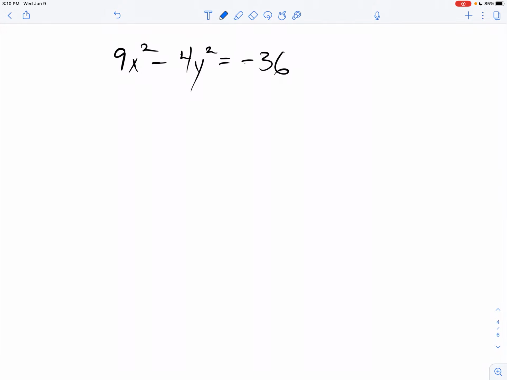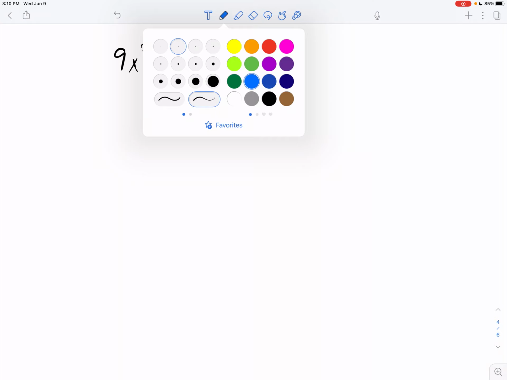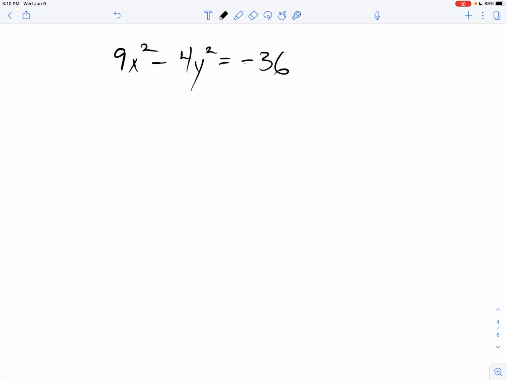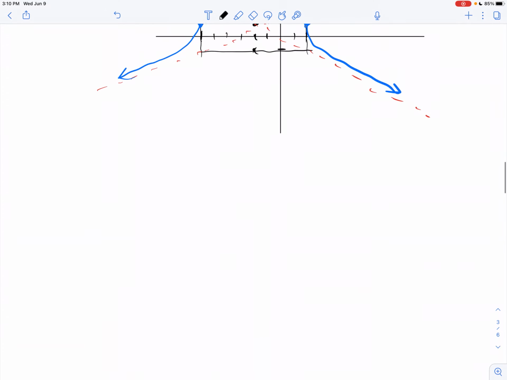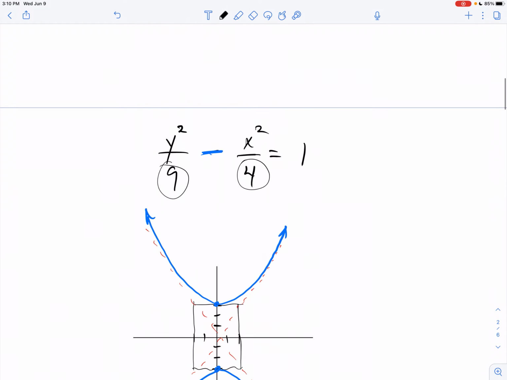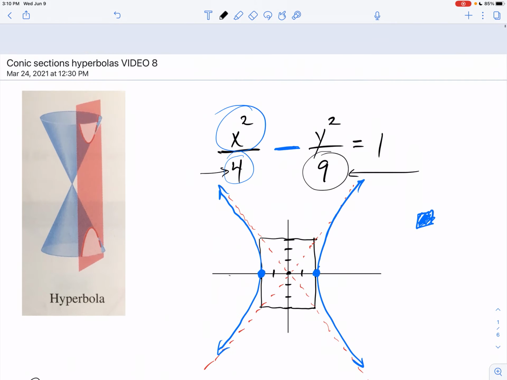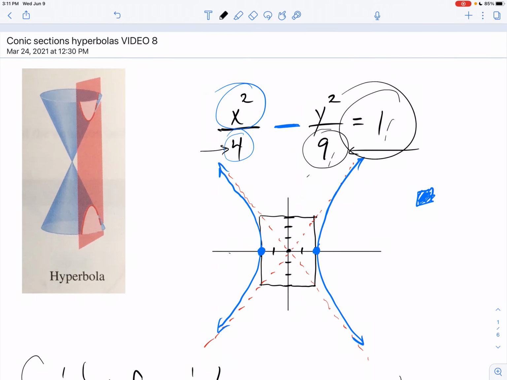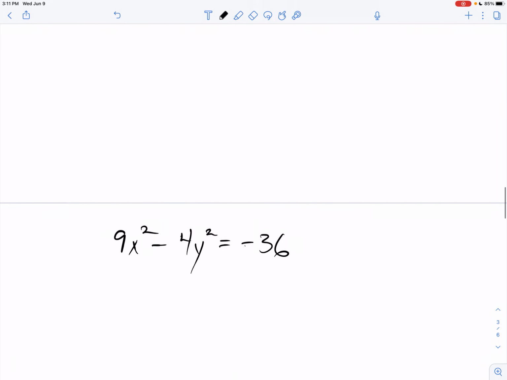See, here's the thing with this. This does not look like the other ones. And you cannot sketch this graph easily until you get it in the proper format. So what's the proper format? You got to have an x and a y and it equals 1. You got to have a y and an x and it equals 1. You got to have that so it equals 1. That's the key. So let's make this thing equal 1.